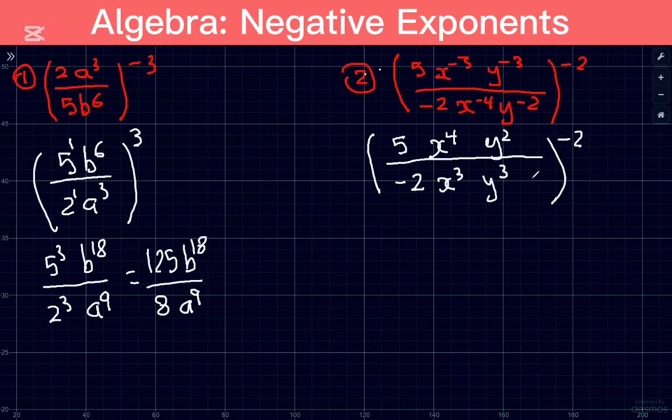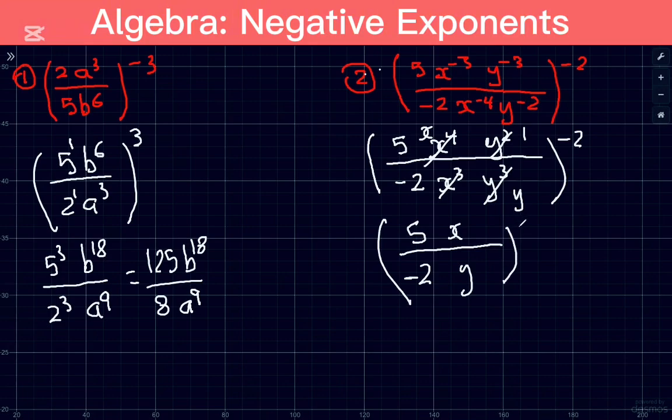Now, before even flipping all of this, I want to reduce inside the bracket. So we have 5 over -2, which cannot reduce. But you see this x to the 3 divided by x to the 3 gives you 1, and x to the 4 divided by x to the 3 gives you x. And this y squared divided by y squared gives you 1, and y cubed divided by y squared gives you y. So we end up with 5x over -2y, all to the -2.